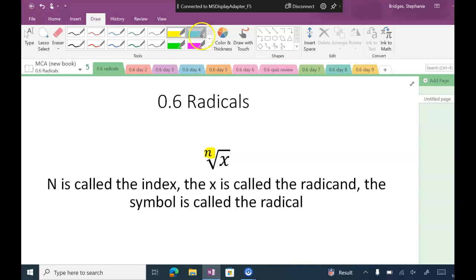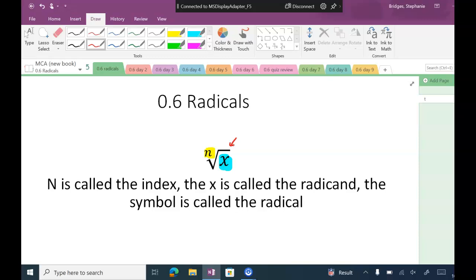The x, the number under the symbol, is called the radicand. And then the actual symbol itself is called the radical. So when we read these, instead of calling it radical 2 or radical 3, we need to say square root, cube root, because a radical is just the symbol. The name of it is specific to the index. So the n is the index. When I say the index, that's what I'm talking about. The radicand is the number under the symbol, and the symbol itself is called the radical.